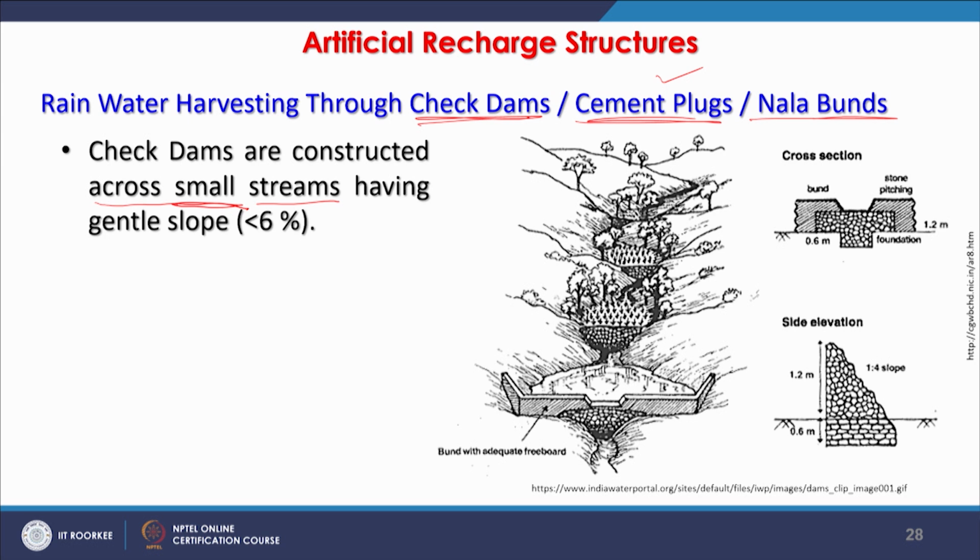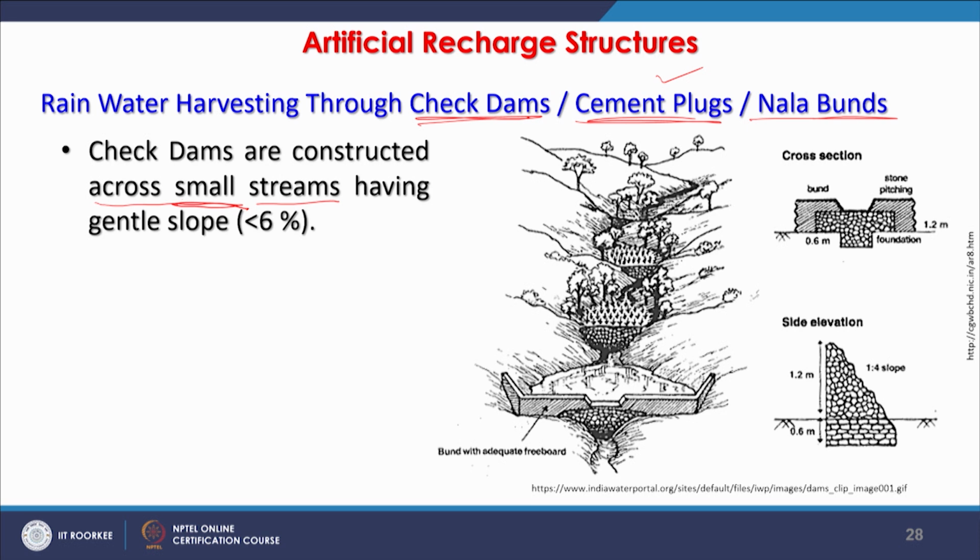That is not a good approach from a groundwater recharge point of view. If that reservoir is multi-purpose, for hydropower, lift irrigation, canal irrigation and other things, then those options can be explored. But just for groundwater recharge, those options should not be explored at all. The main option is these check dams across small streams. This is the emphasis I would like to bring here.